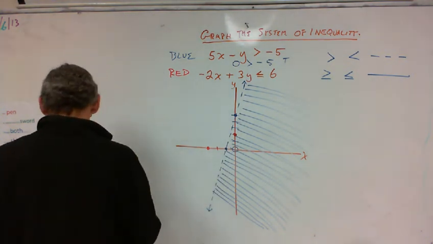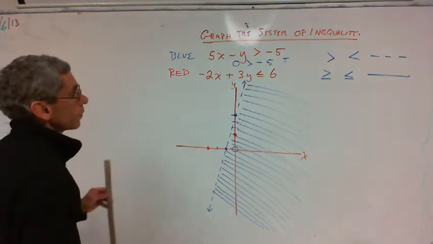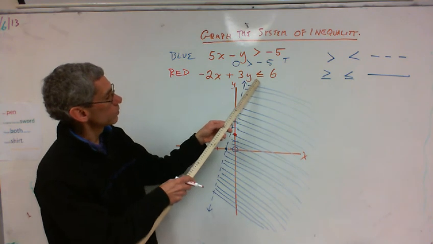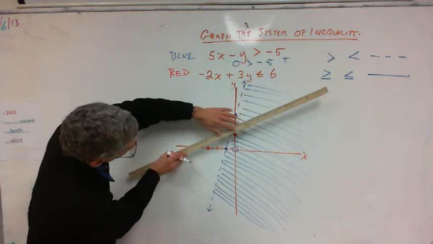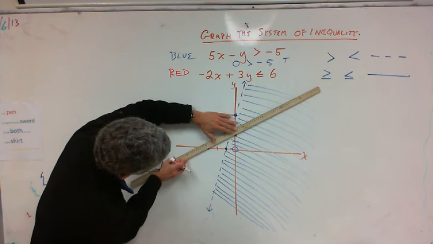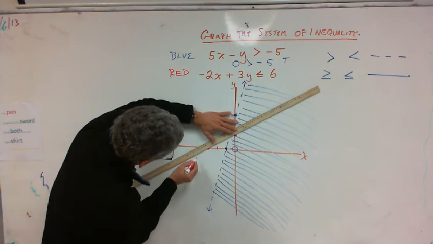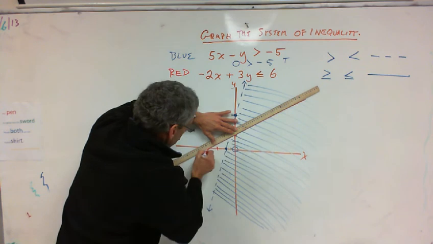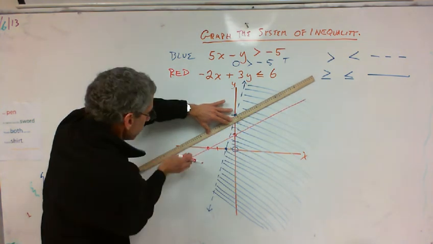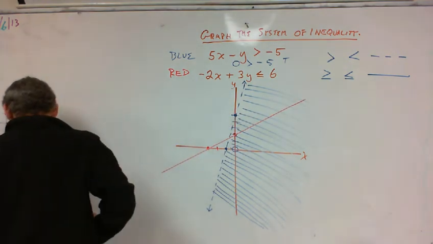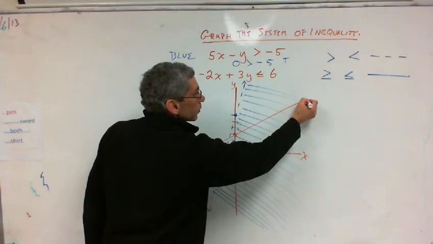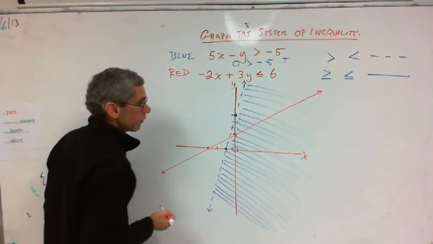Is it going to be solid or dashed? Solid. It's going to be solid because it has the line under there that tells you it's going to be solid. All right, so here we go. We're going to draw this one. It's going to be solid, so that'll be easier to draw. Okay, there's my line. And I put my arrows at the end because I want to remember that they go on forever.